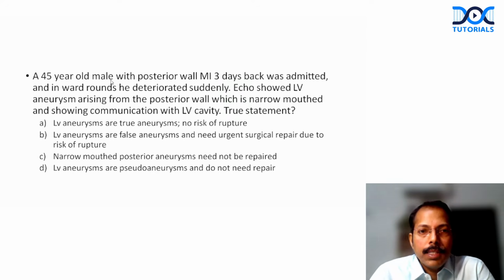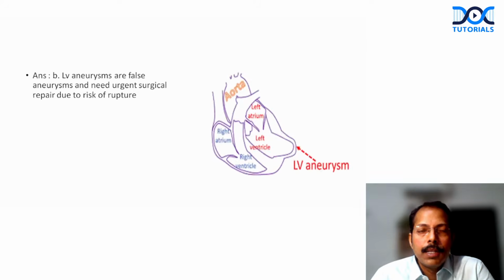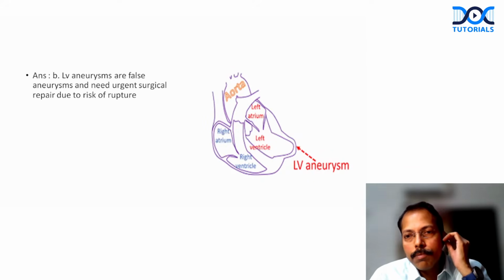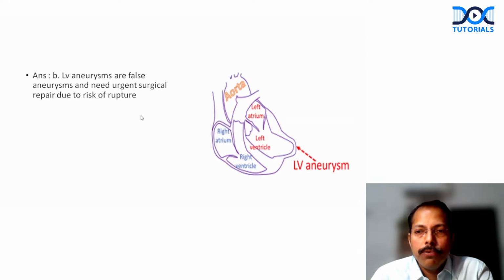So the right answer is, it is a clear-cut case of LV aneurysm. It is a complication of MI. Okay. So what could be the right answer? The right answer is B. LV aneurysms are false aneurysms and need urgent surgical repair due to risk of rupture. Okay. It is one of the complications of MI.